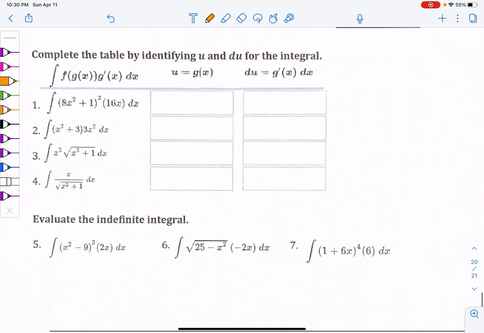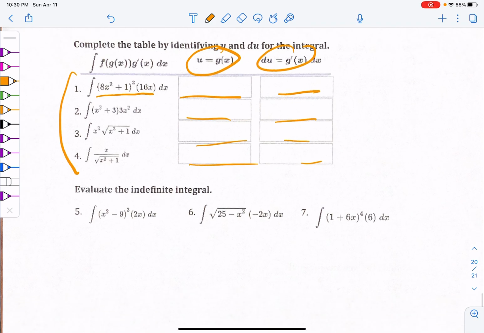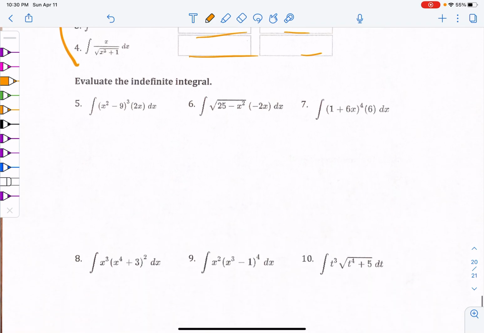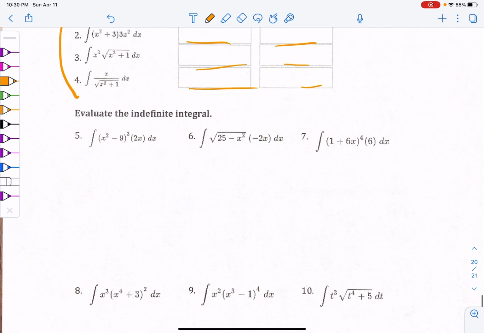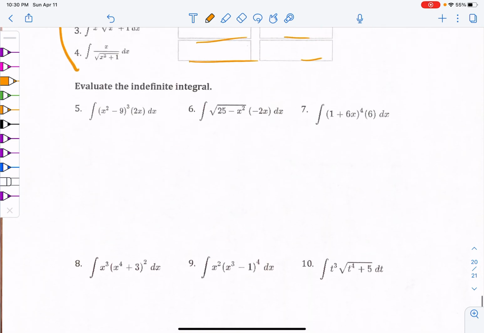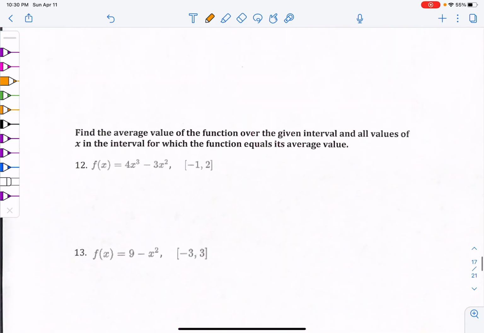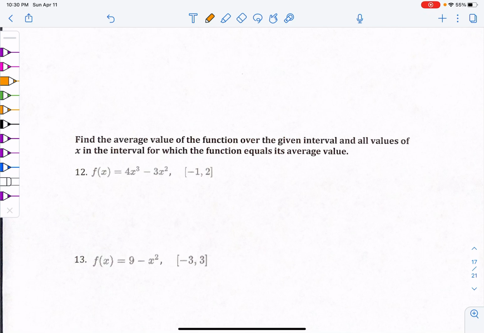I've given you your homework assignment. This top 1 through 4 is just identifying what U and DU are for each one of these problems, okay? And you're plugging those in. You're filling out this table right here, okay? You're not actually evaluating and doing the whole thing through. But 5, 6, 7, 8, 9, 10, go ahead and attempt those, and then just worry about those for tomorrow, okay? Try to get through those with the remaining time, and if there's any problems that you have left to do on the 6-4 homework, try to get through those as well, all right?